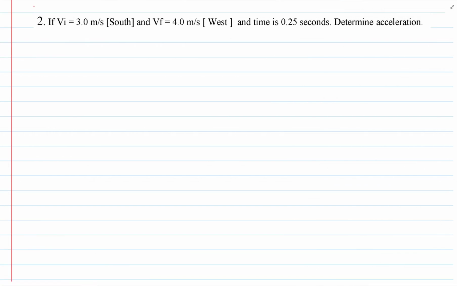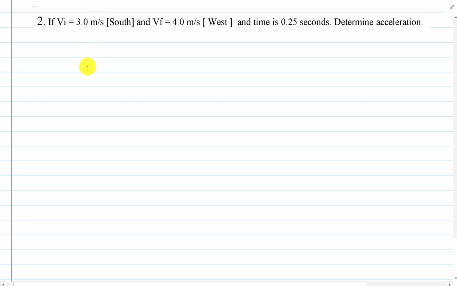Hey physics fans, here's question number 2 on acceleration, but vector acceleration. And we have to subtract vectors as we'll find out. Here it is. The initial velocity is 3 meters per second south, and the final velocity is 4 meters per second west, and it took 0.25 seconds. Sounds very simple, physics 11. It's not. It's physics 12.